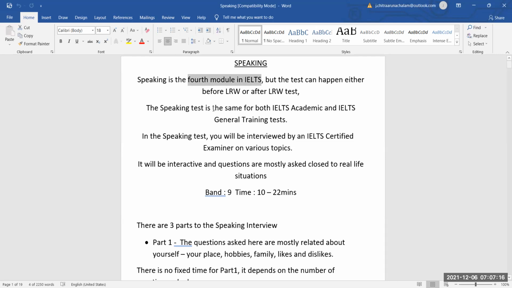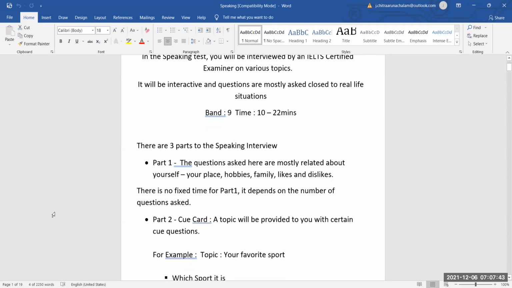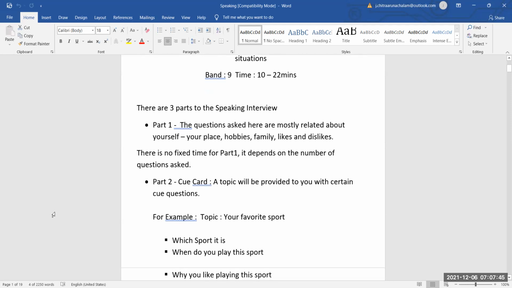So here, they'll conduct an interview, a face-to-face interview, who will be interviewed by an IELTS certified examiner on various topics. As I said, it will be a face-to-face interactive session, and questions are mostly asked related to your real life situations. Okay. So now we shall get started with the speaking parts.